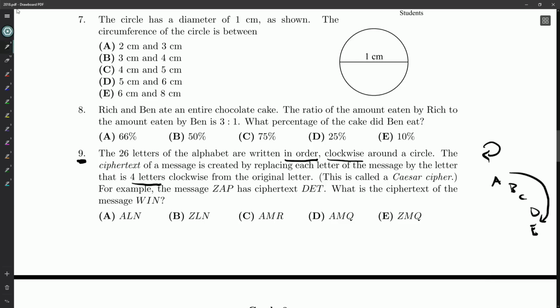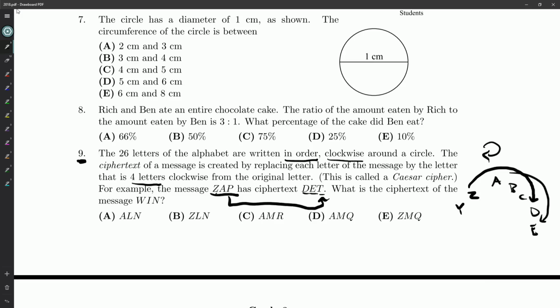And then B would go to F. But the letters are written all the way around, so, for example, Z, well, you'd run out of space, but Z would circle back and go to D. For example, the message ZAP has a ciphertext D-E-T, because Z goes to D, A goes to E, and I assume P goes to T if I were to write out the full circle. Now, I don't want to write out the full circle of letters because I think I'd be bad at spacing that out. But that's certainly one way to do this question. What is the ciphertext of the message WIN?